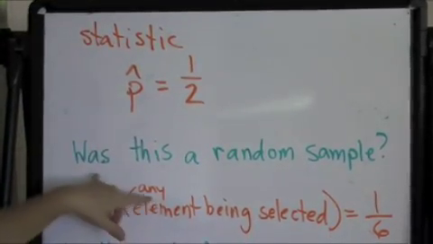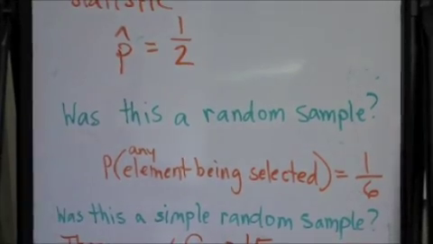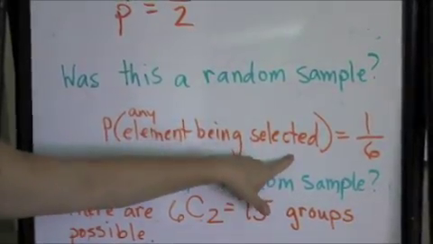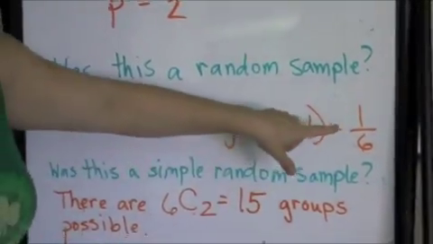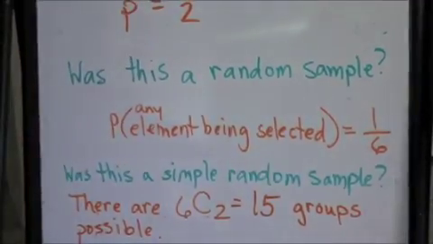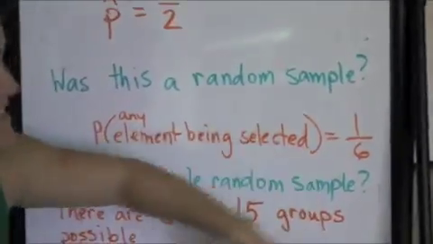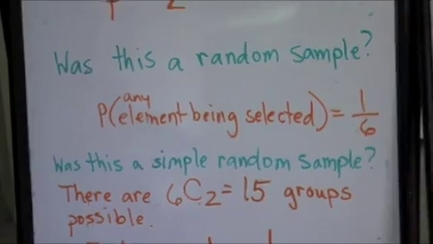But the question again, how we surveyed, was this a random sample? And the chance of any element in our population of 6 dolls being selected, because we rolled a fair die, was 1 in 6. We had a 1 in 6 chance of selecting any of these dolls.